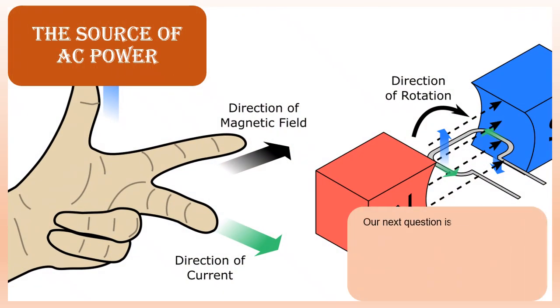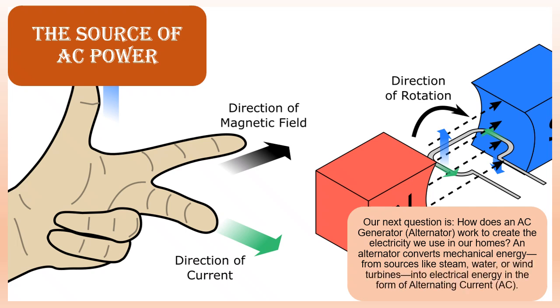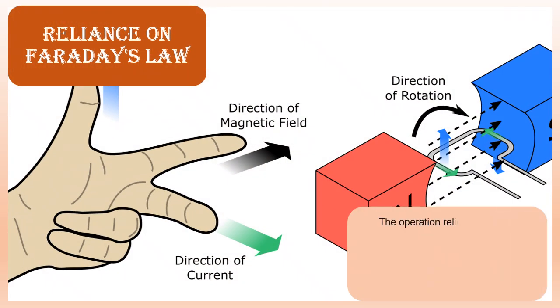Our next question is, how does an AC generator, alternator, work to create the electricity we use in our homes? An alternator converts mechanical energy from sources like steam, water, or wind turbines into electrical energy in the form of alternating current, AC. Reliance on Faraday's law. The operation relies entirely on Faraday's law of electromagnetic induction.